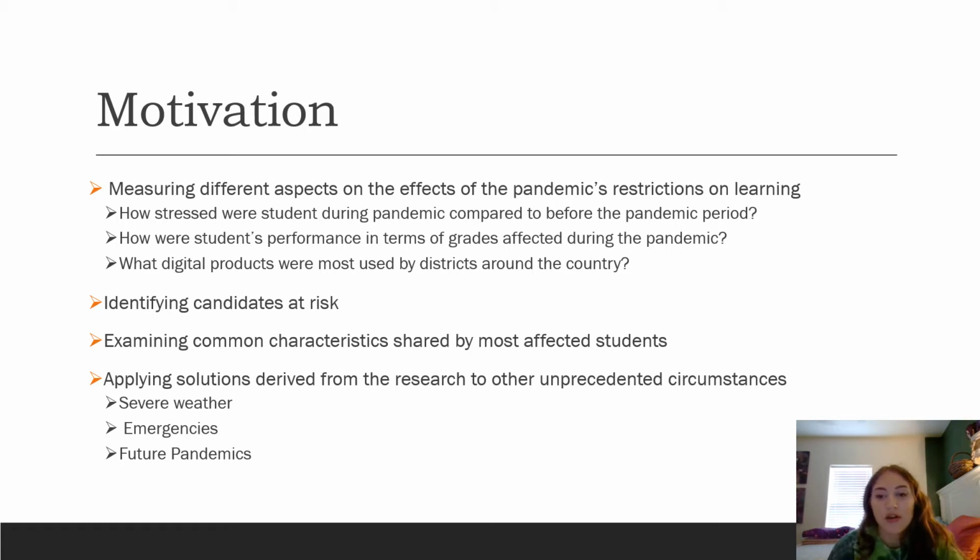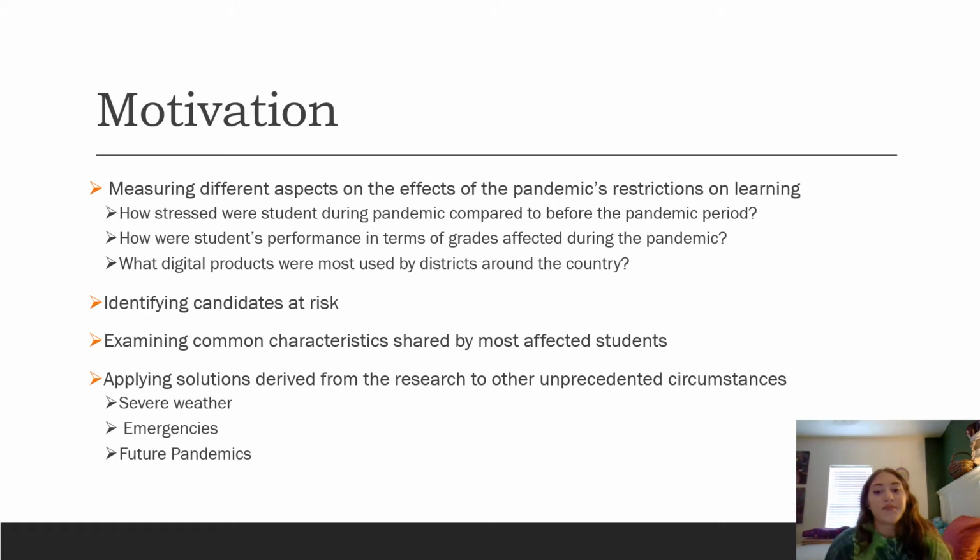And so my study focused primarily on 6th through 12th grade. So this was middle school to high school grade levels. And I wanted to identify candidates that were at risk during the pandemic. So basically what students were most affected, and then see what common characteristics were shared among the most affected students.